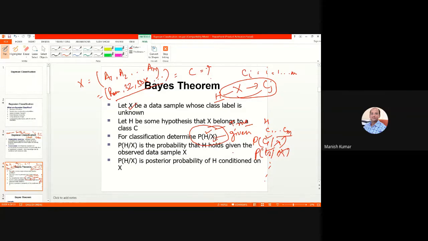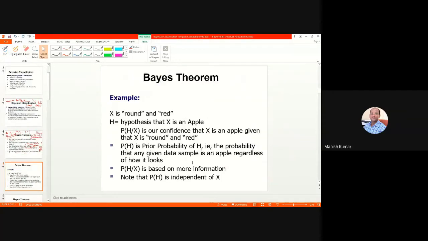So this is referred to as the posterior probability of H conditioned on X. So always remember, posterior probability of H conditioned on X. Now, this is one very famous example through which you can actually understand the Bayes theorem.